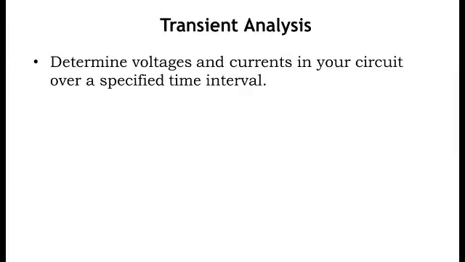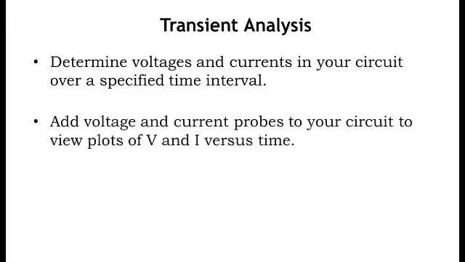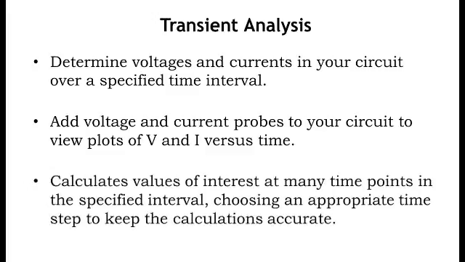To get a picture of how our circuit works over time, we're going to use transient analysis, which lets us basically make oscilloscope plots of voltage waveforms and current waveforms. What we'll need to do is add voltage and current probes to our circuit so we can see the plots of voltages and currents versus time. And the simulator uses basically a numeric simulation technique to work out how the circuit behaves.